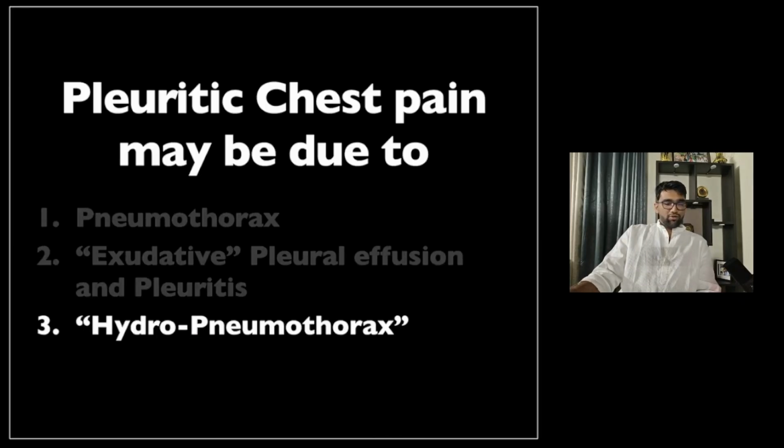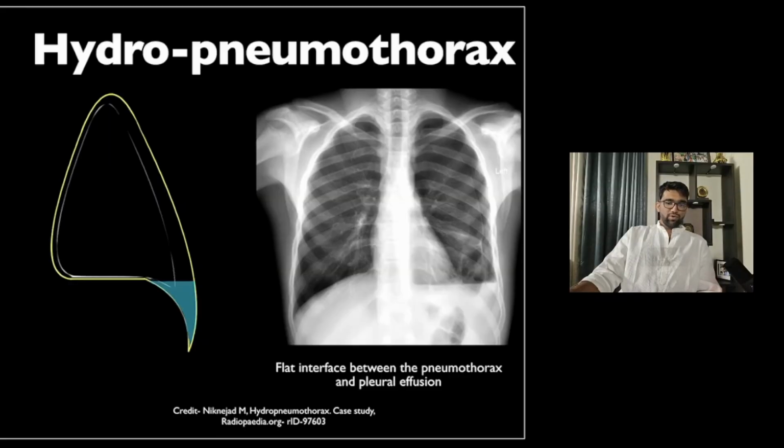Now, coming to hydropneumothorax, it is relatively easy to understand. Fluid is present in the pleural cavity and air is present. So what ends up happening is that the normal meniscus that the fluid within the pleural space forms gets flattened, and you get a flattened silhouette at the interface between air and fluid. So it is very obvious in this particular case. This is what the imaging of a hydropneumothorax is like on an AP radiograph.